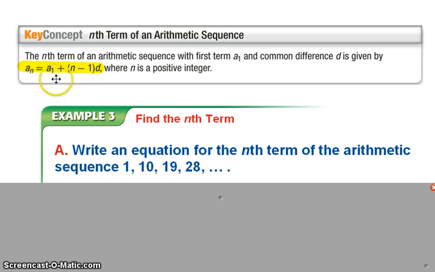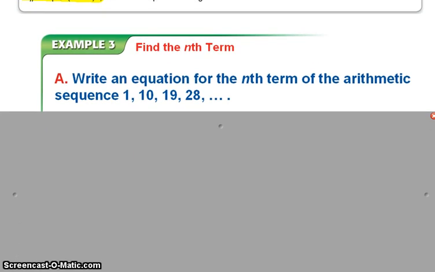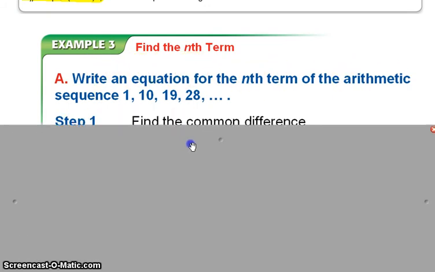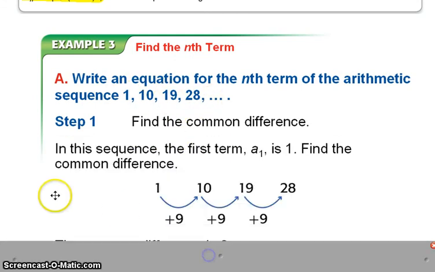So your A sub 1 means just the first term in your sequence. D is your common difference. So we're going to use that formula to help us find the nth term. Okay, so your first example. Write an equation for the nth term of the arithmetic sequence. So here's our sequence. The first thing we have to do is find the common difference. And if you look, you can see that each one of those goes up by 9.